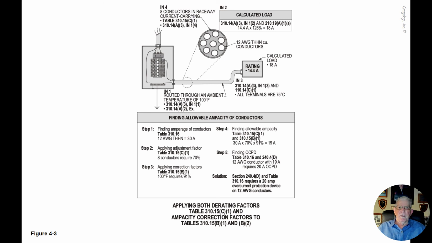Now, number 2, we're calculating the load in accordance with 310.14A3, informational note 1, item number 2. So we're taking the connected load of 14.4 amps, multiplying 14.4 amps times 125% to come up with a connected load of 18 amps, as you see in the informational note 2 boxed in calculated load information.